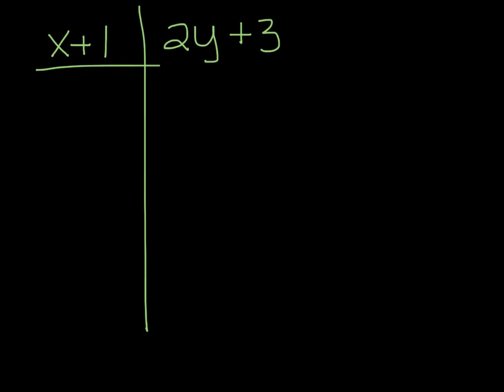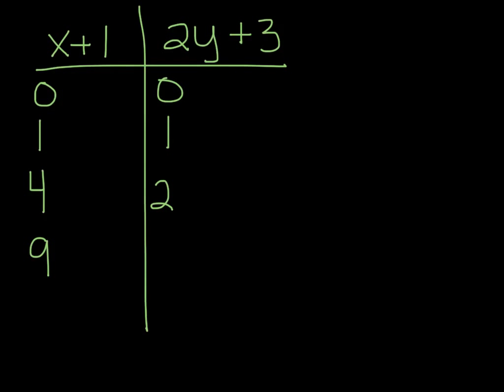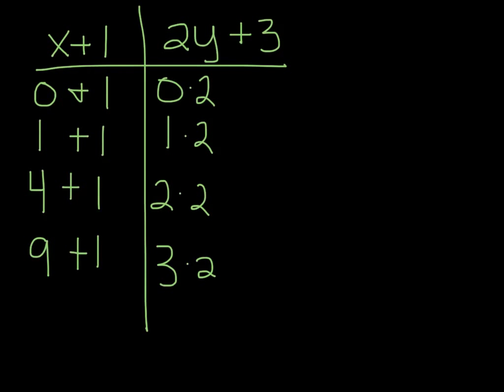For our y values, we have to first make sure that we stretch it by a factor of 2 and then add 3. Make sure you multiply by 2 first and then add 3. Don't add the 3 first and then multiply by 2. That would give you a different number. So we're going to take our home base points, (0, 0), (1, 1), (4, 2), (9, 3). Take those home base points, add 1 to each of these x's, multiply each of these y's by 2, and then add 3.